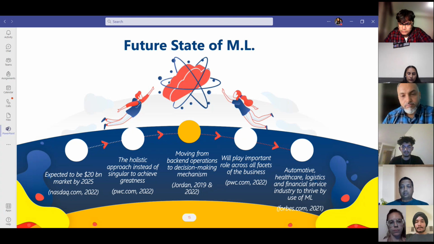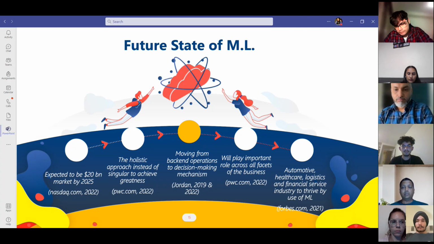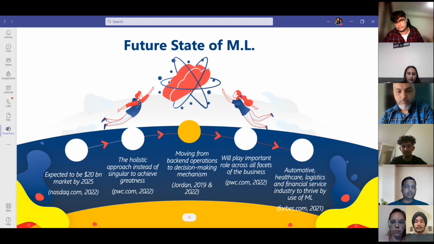Going ahead, some of the industries that are going to be greatly impacted by machine learning are automotive, as we have seen, where self-driven cars are going to be a reality soon. In healthcare, something like predictive oncology is using machine learning for early detection of cancer, as well as for drug formulation and suggestions for the patient. Logistics and financial services industries are also going to see a major impact through machine learning.